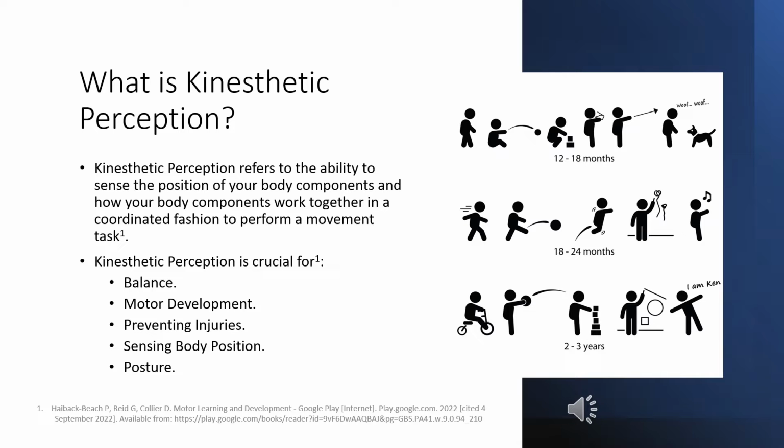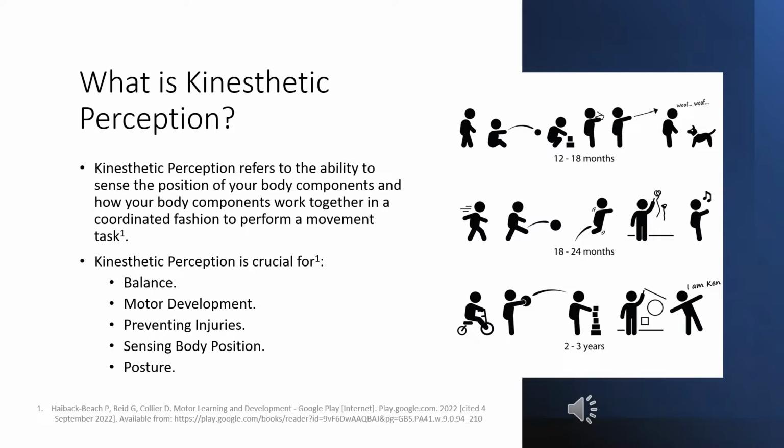Kinesthetic perception is the ability to sense the position of your body components and how your body components need to work together in a coordinated fashion to perform a movement task. So if I were to give an example of kinesthetic perception, it would be looking at a board, but writing down what is on the board without looking at the paper.